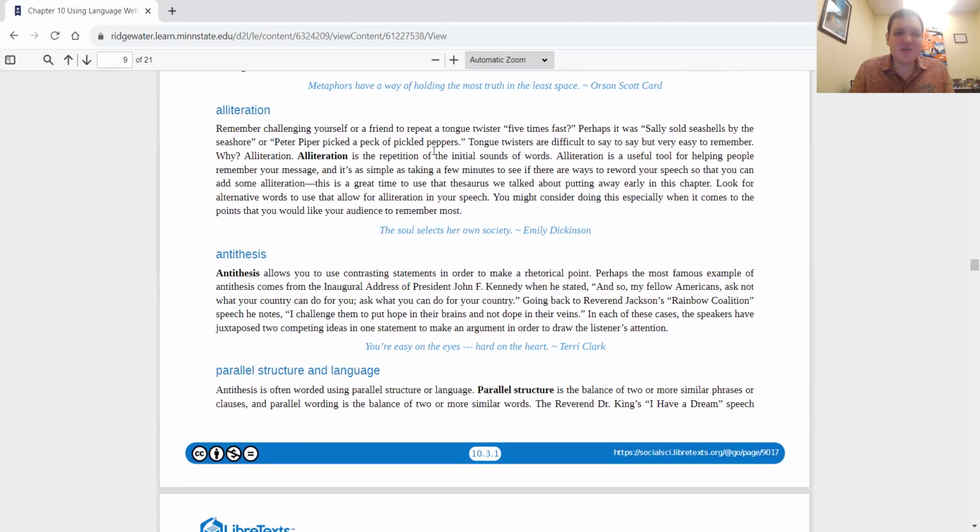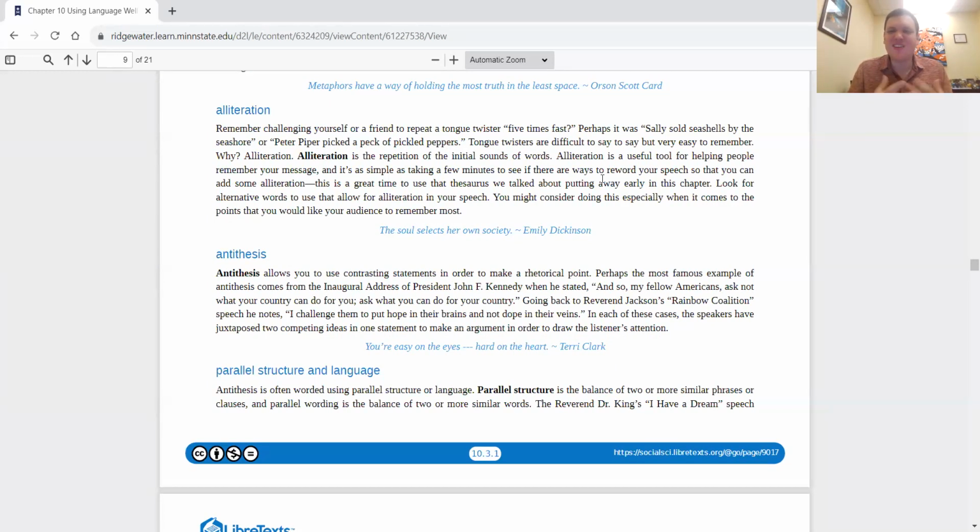So alliteration is the repetition of initial sounds of words. It gives your example from Emily Dickinson: "The soul selects her own society." So the S's, right? It helps to make it memorable, so it makes it easier to remember. It has that alliteration, but again, fit it naturally into your speech, right?